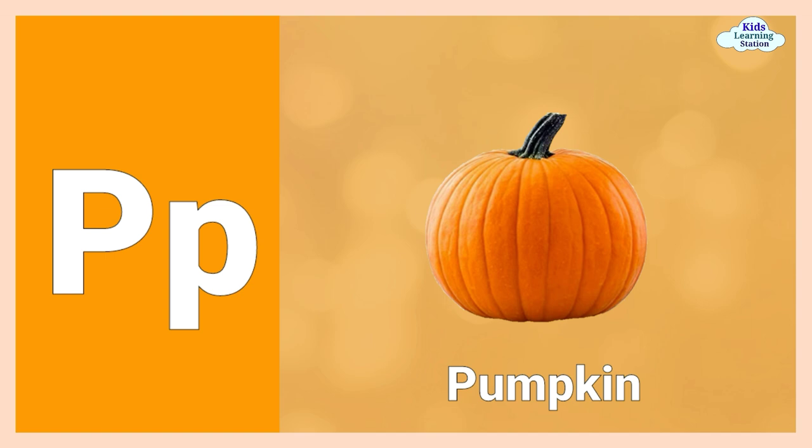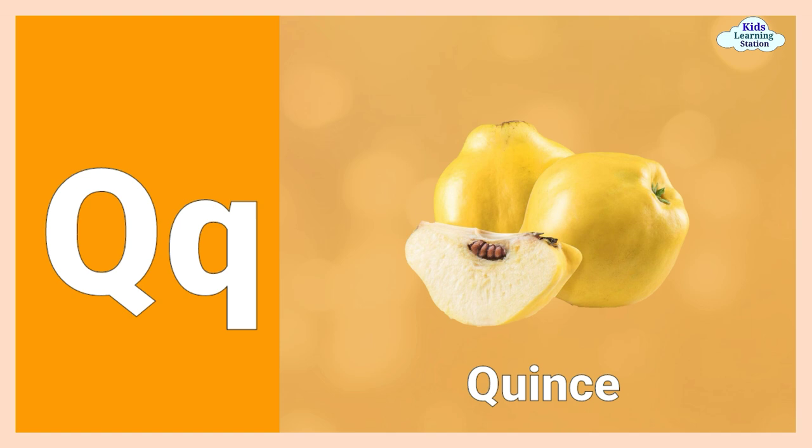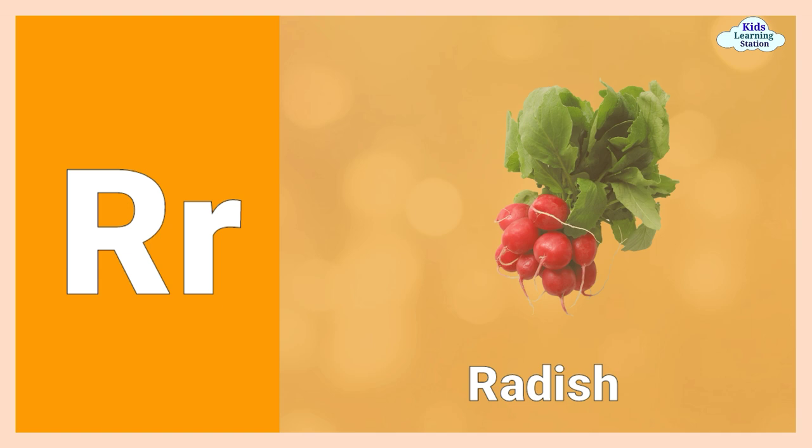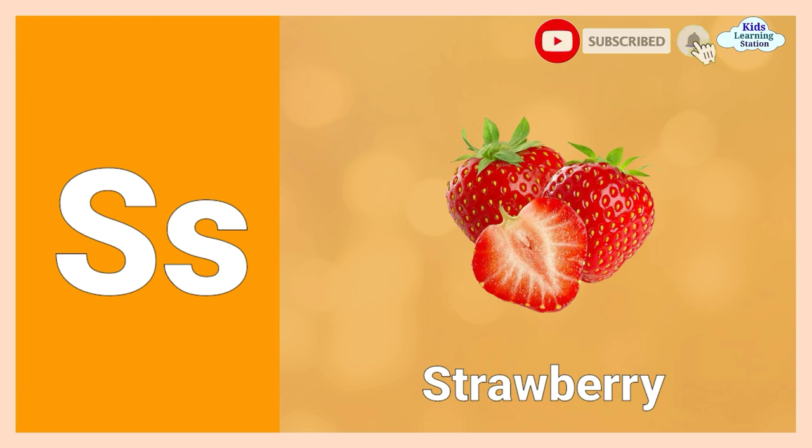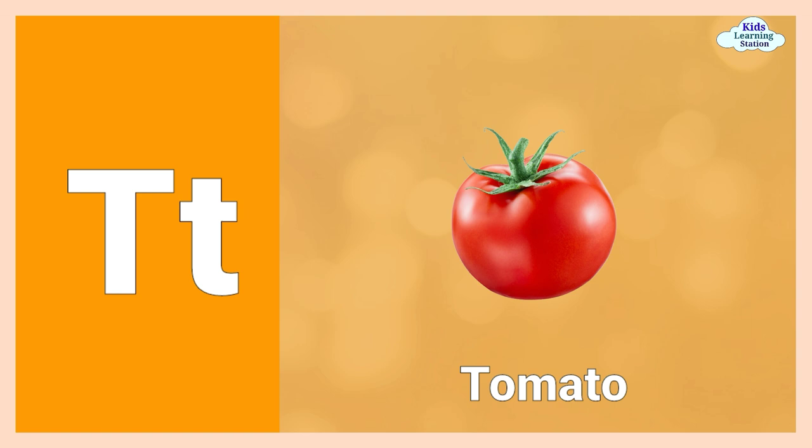Q is for quince. Quince. R is for radish. Radish. S is for strawberry. Strawberry. T is for tomato. Tomato. U is for ugly fruit. Ugly fruit.